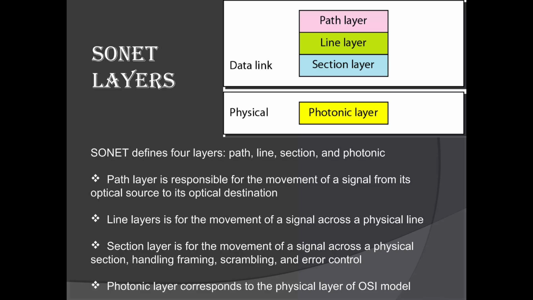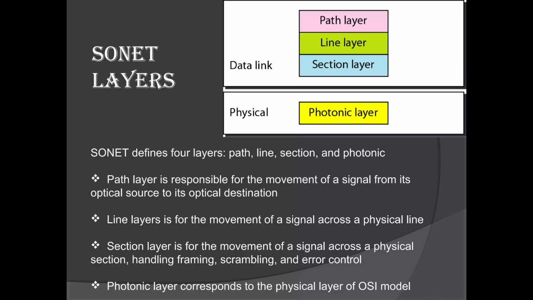The path layer is responsible for the movement of a signal from its optical source to its destination. So whatever the movement of a signal from the source to destination is, it is responsible for the path signal. In the next slide I'll show you the architecture of Sonet, where you can see how these layers are used with the Sonet devices. The line layer is used for the movement of a signal across a physical line.